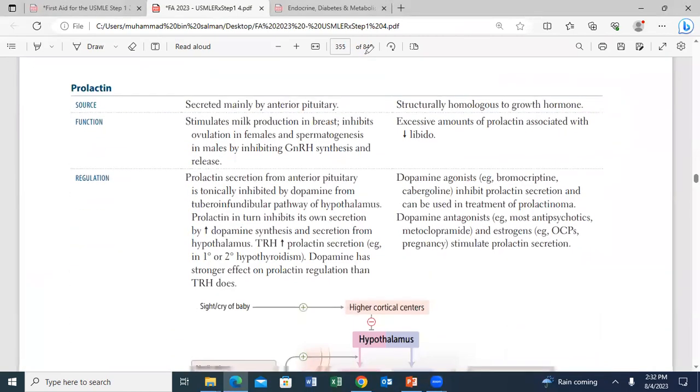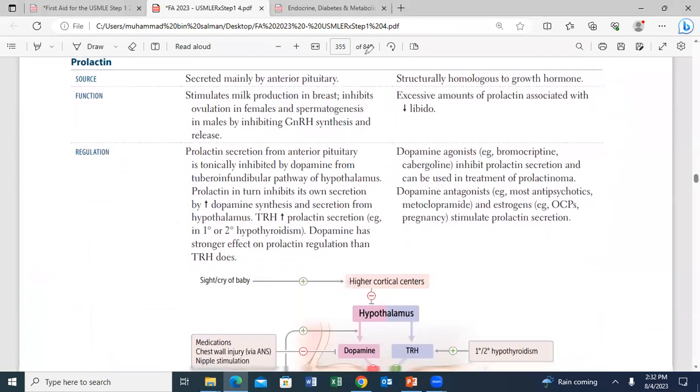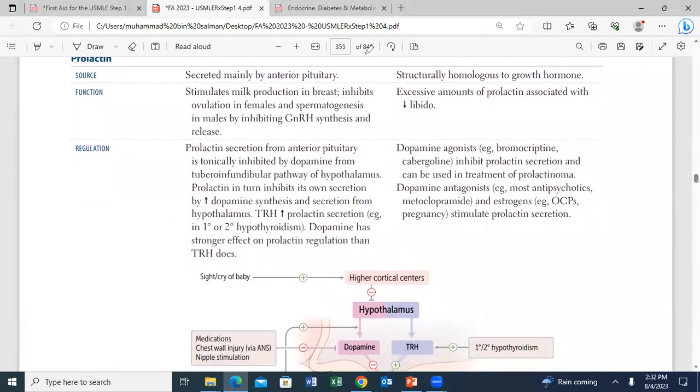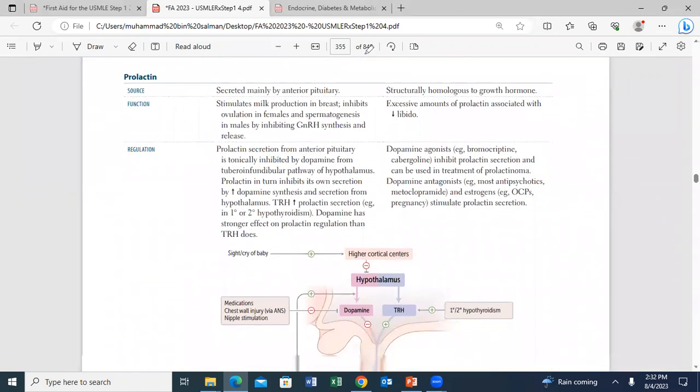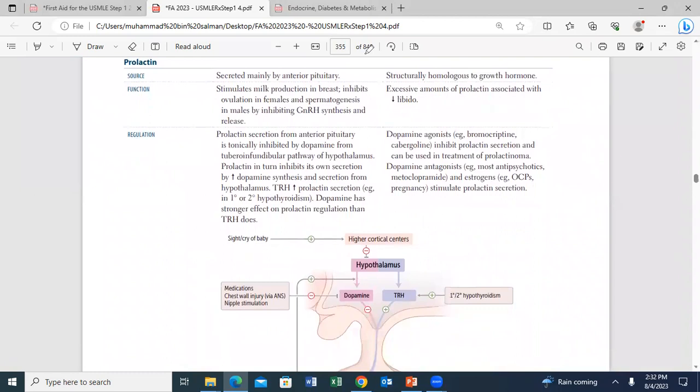Now let's have a look at prolactin. Prolactin simply increases the formation of milk in the breast, and you know that prolactin is inhibited by dopamine. The most unique point regarding prolactin is that it is inhibited by dopamine, and it is basically released by the anterior pituitary. Let me tell you another thing.